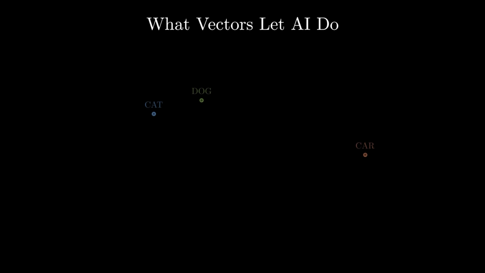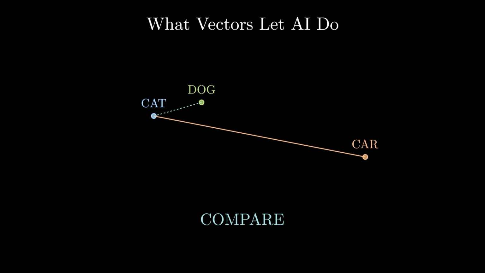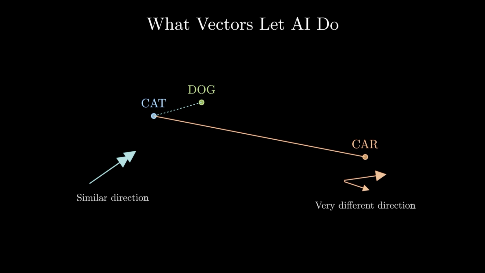So why represent information as vectors? Because now AI can work with it mathematically. It can compare vectors, combine them, and transform them as they move through the model. Here cat and dog are at a closer distance while car is much farther away. But distance is not the only option. We can also compare the directions of two vectors. That leads us to tools like dot product and cosine similarity.